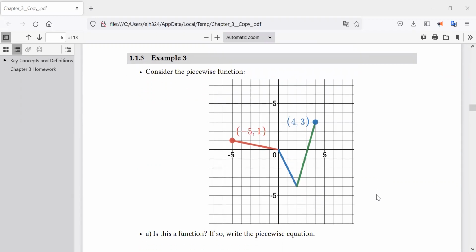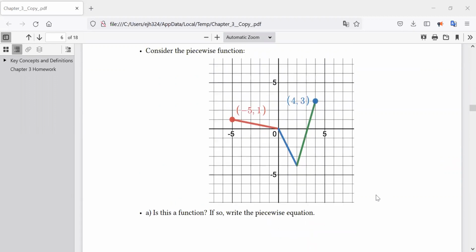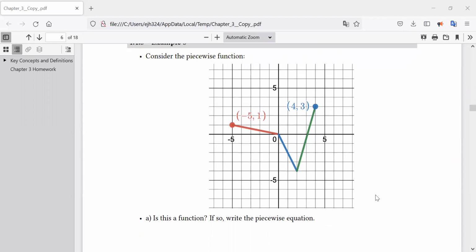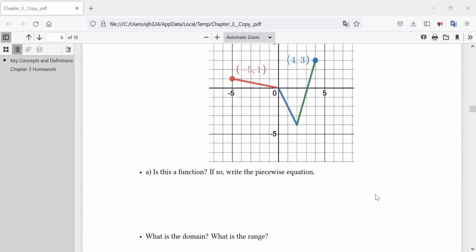Okay. So this is a graph of a piecewise function. It already kind of gives it away that this is a piecewise function. Someone want to give me the equation for this piecewise function?